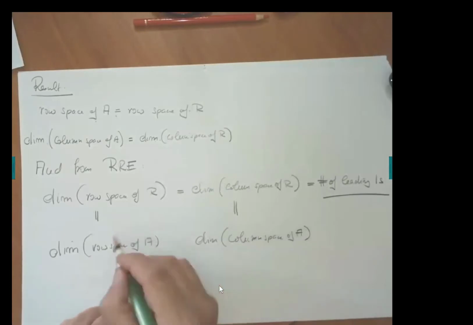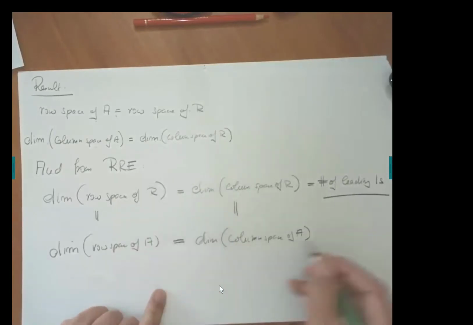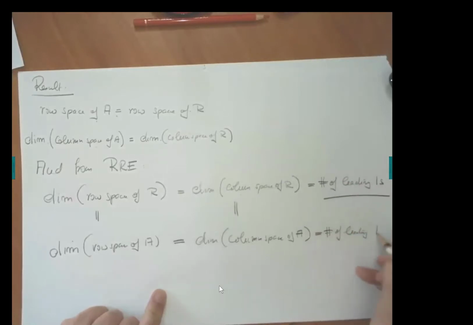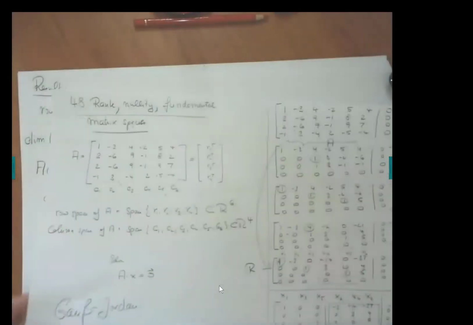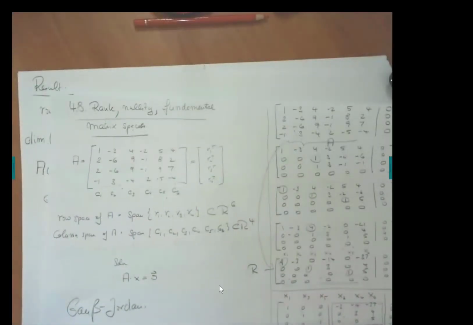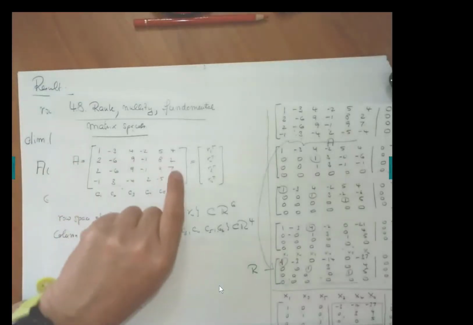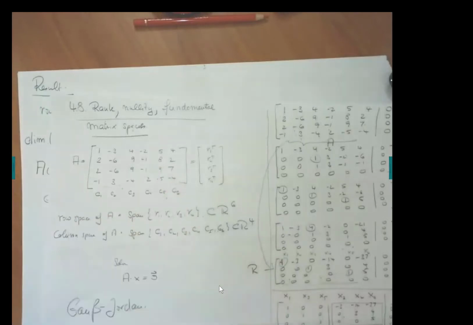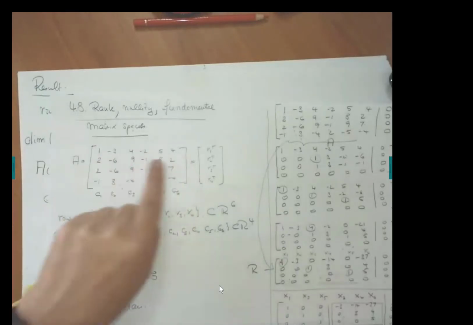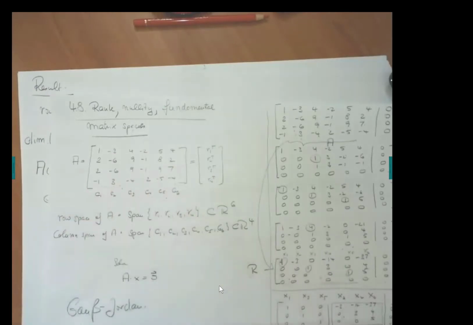And so this is equal to this, this is equal to this, this is equal to this, and this is equal to the number of leading ones. And this is very easy to see once you think about reduced row echelon form, no? But that's kind of the secret here. If you think about this, that is a very surprising result. So you have here 6 columns, each with 4 coordinates. You have 4 rows, each with 6 coordinates.